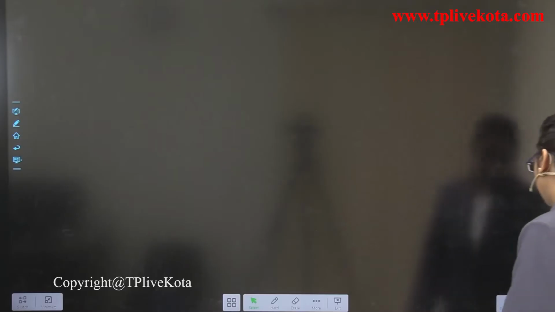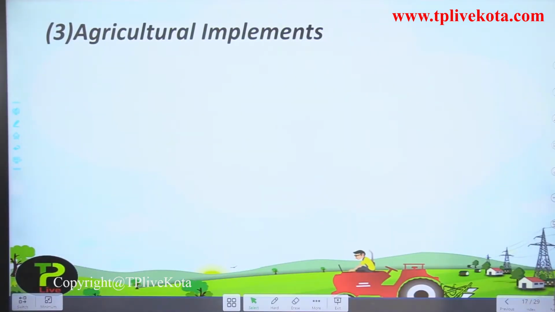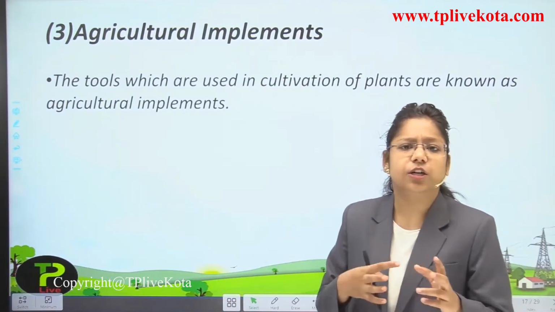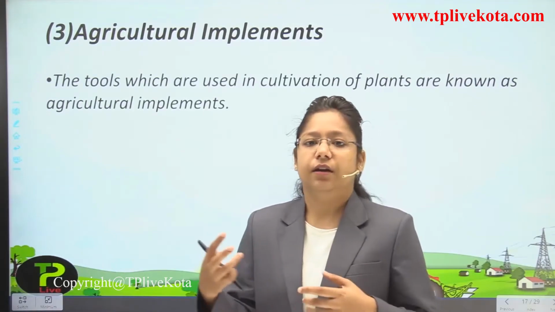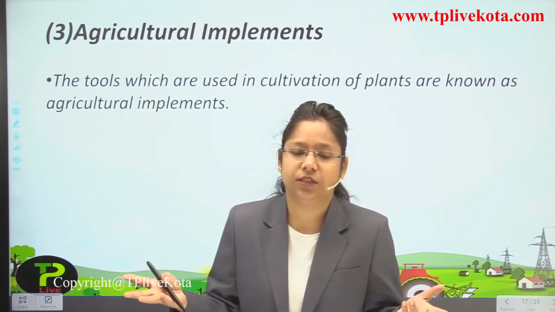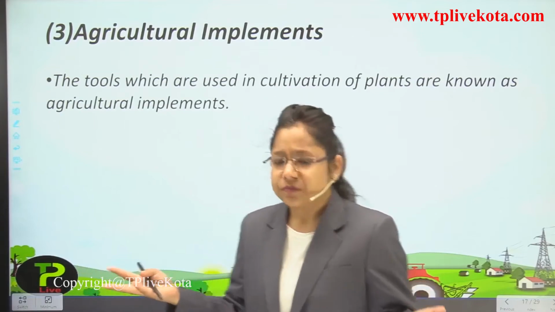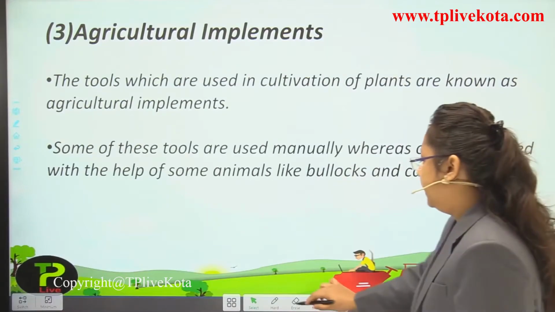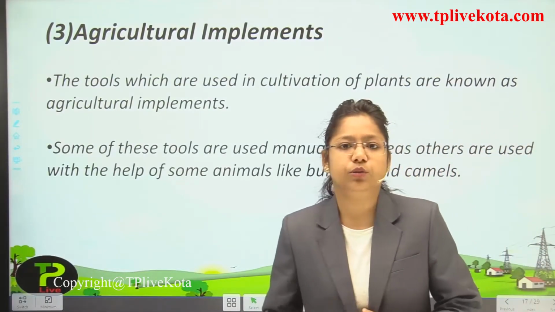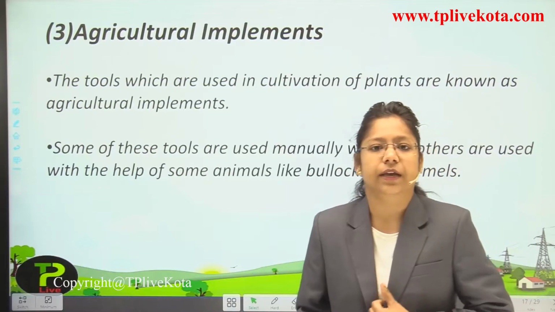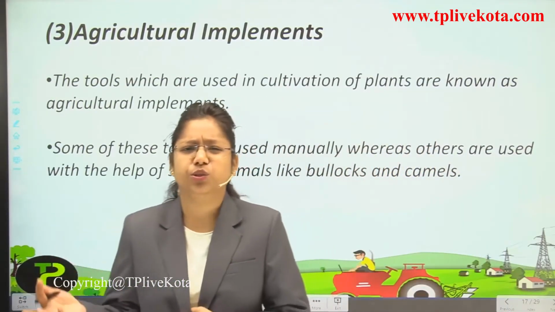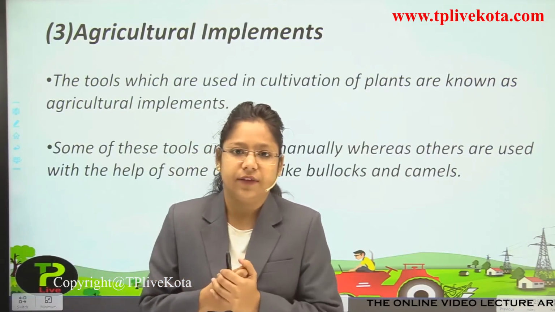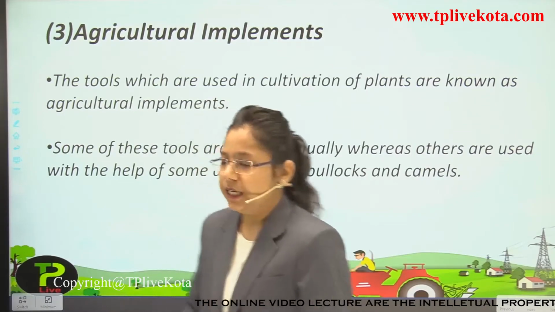Now let us move on to our next topic, that is agricultural implements. Now what are agricultural implements? These are just the tools which are used for drilling, leveling and many more procedures used in the cultivation of crops. They can be used manually, and they can be used with the help of electricity also. In earlier times we used to do this manually, but now machines like tractors are available, so we can do it very easily.